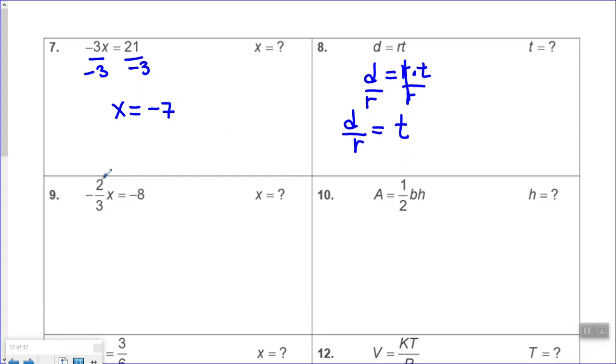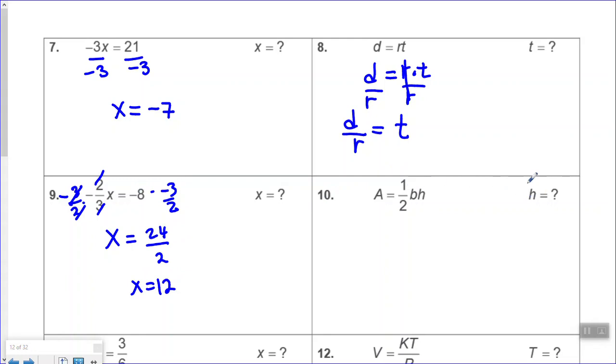Okay, now you have a fraction. How can you find x when negative 2/3 x equals negative 8? You can multiply both sides by negative 3 over 2, right? The reciprocals will cancel. x equals negative 8 times negative 3 over 2, which is positive 24 over 2. x equals 12.